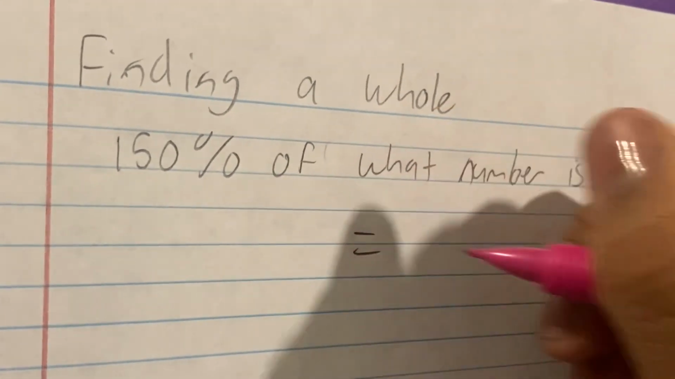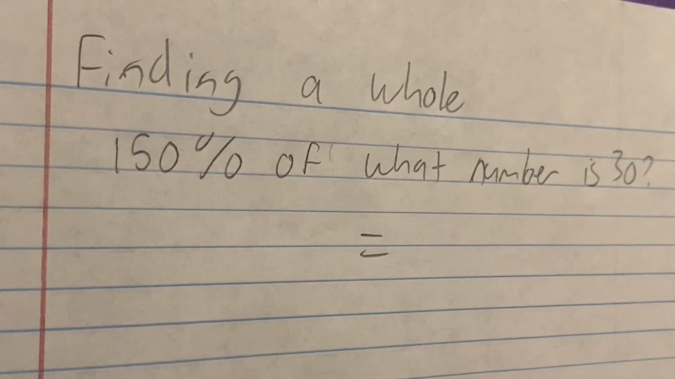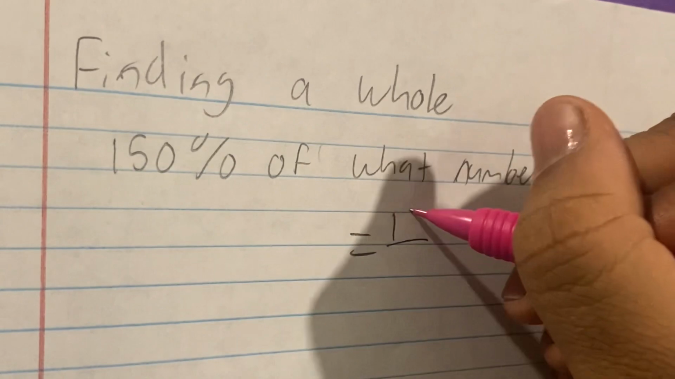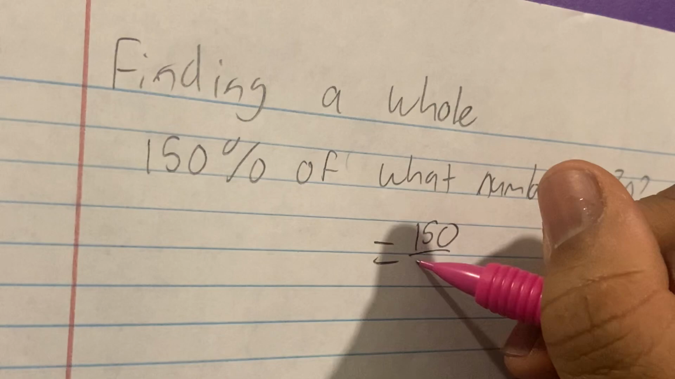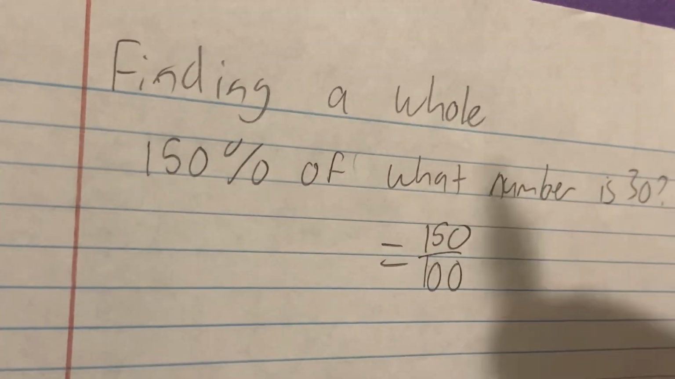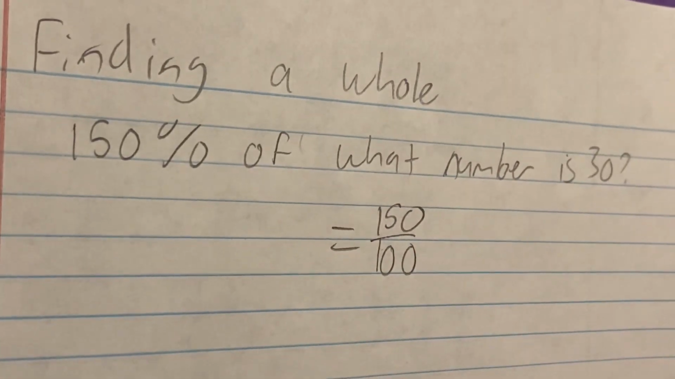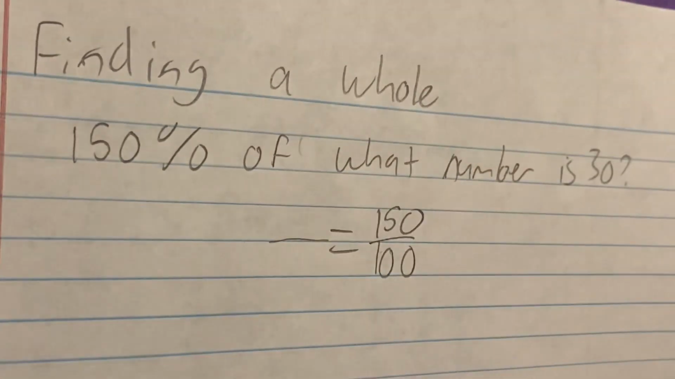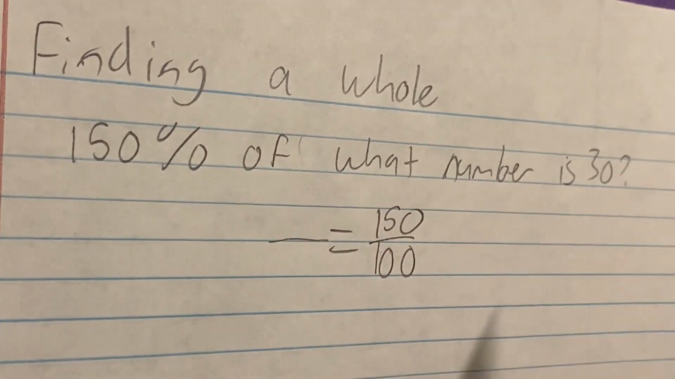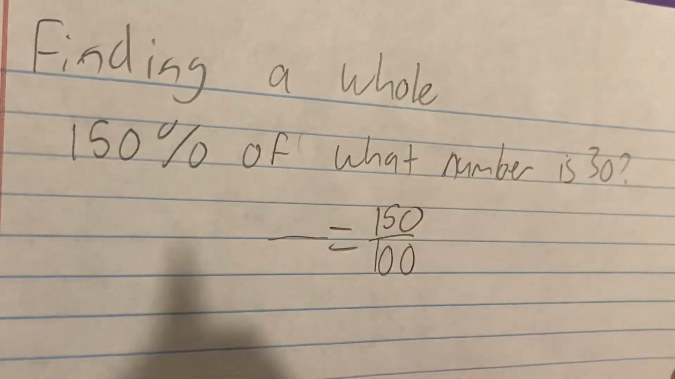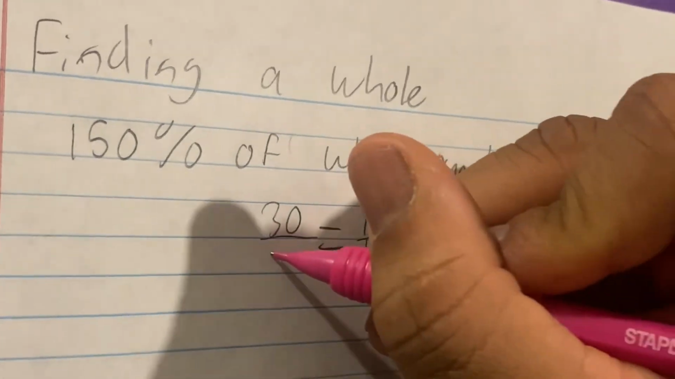So first things first, I'm going to set up my percent proportion. So for this situation, we know that the percent is 150 because it says 150%. And remember, the percent is always over 100. So in this case, our percent is over 100. And then next things next, we know that we're looking for the whole. So we have the parts. It says 150% of what number is 30. So we don't know what the number is, but we know that that's the whole, and we know that the part is 30. But we don't know what the whole is, so I'm going to put W for whole.